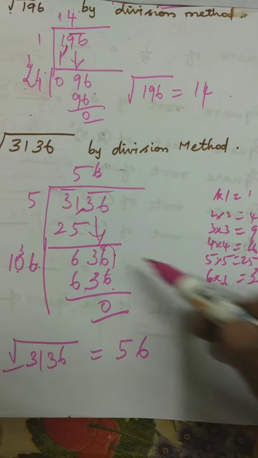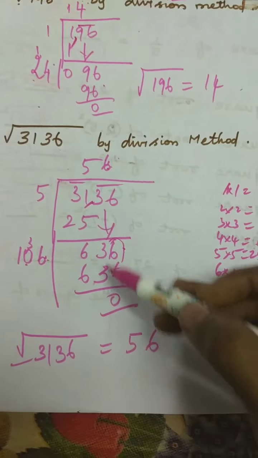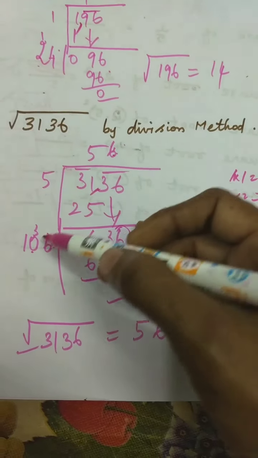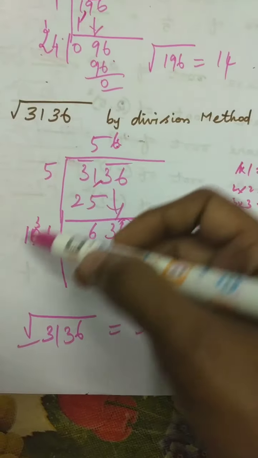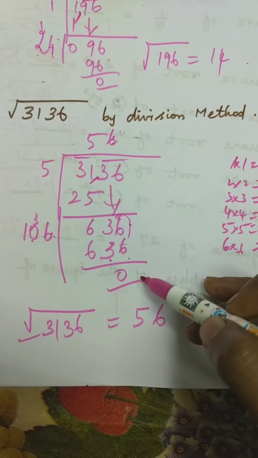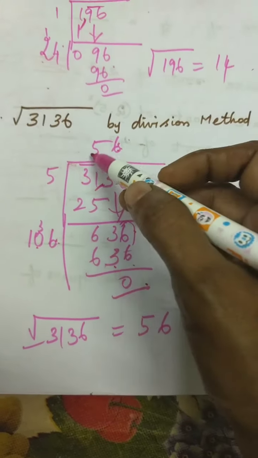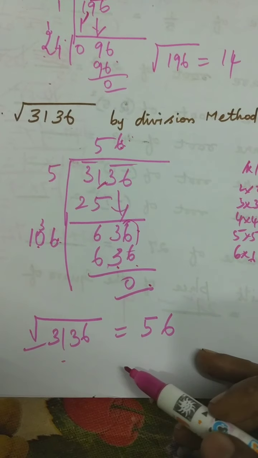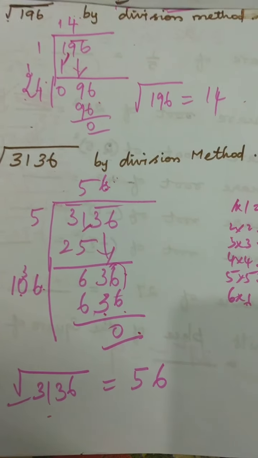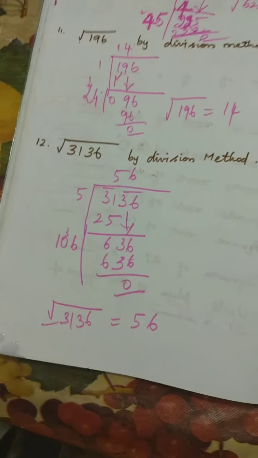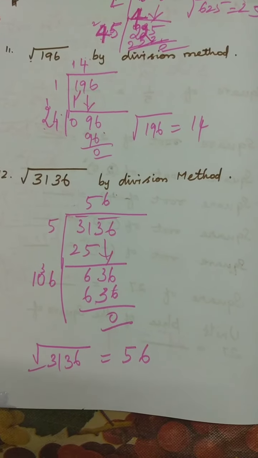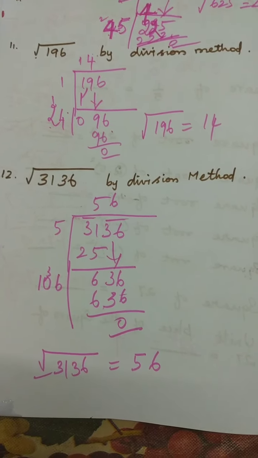6 6s are 36, so you are writing 6. 6 6s are 36. Remainder 3. 6 zeros are 0 plus 3 is 3. 6 ones are 6. So you subtract, it is 0. Now 56 is the square root of 3136. This is the long division method for doing square root.